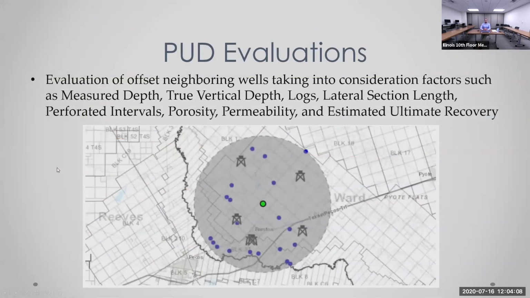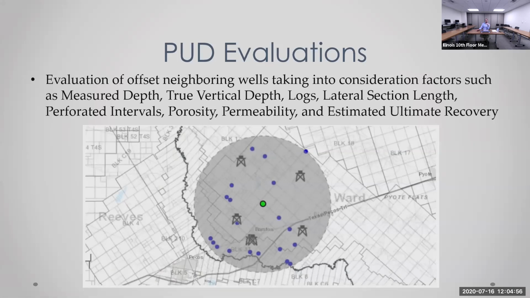Now, PUD evaluations. They are essentially evaluations of offset neighboring wells. So if a client comes into the bank, they want to drill new wells, we as a bank gotta make sure that if they drill those wells, they're gonna be worth something, right? So how are we gonna know that? We look, so this is an AOI, or an area of interest, that the client is looking into developing, for example. So what I did here is I pointed out those blue dots are wells, right? I pointed out all the wells that have a similar profile to what the client wants to drill.